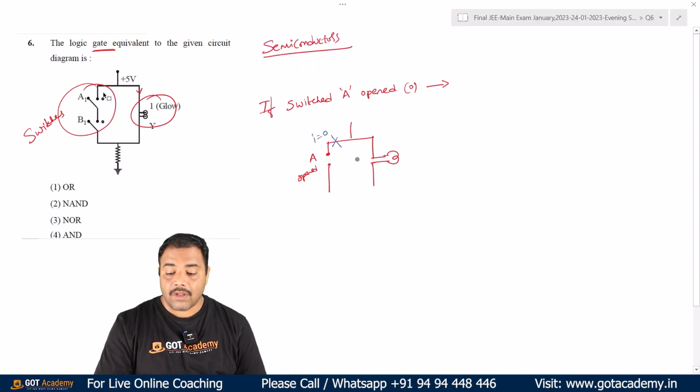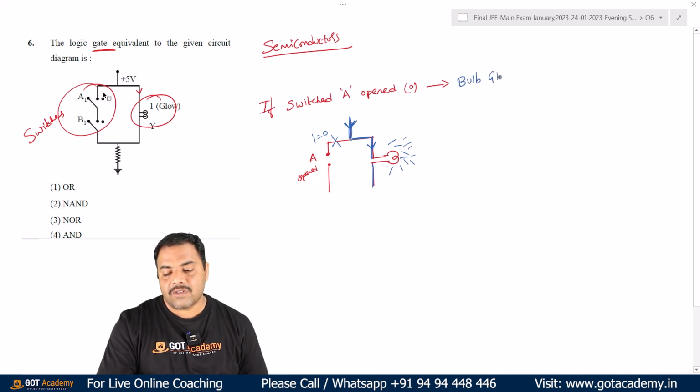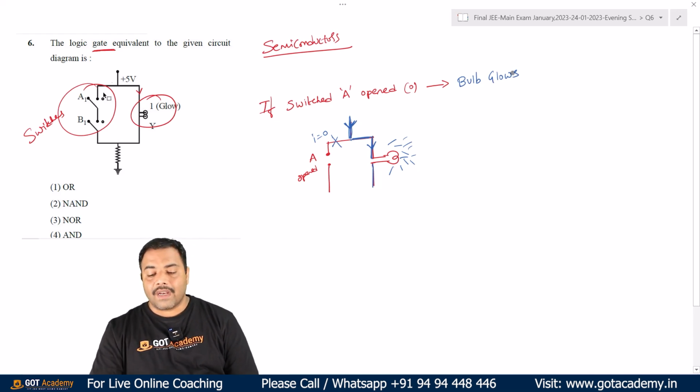I equal to 0. But what about the current that is coming here? If one path is open, it has to move to the other path, right? So it has to move to this bulb path. So now what happens? This bulb will glow brighter. So if switch A is open, the bulb glows. So you are getting output as 1.